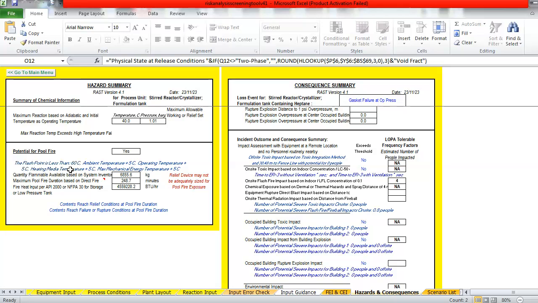Pool fire is basically a cloud of vapor formed because of volatile, flammable liquids, and due to an ignition source it forms a fireball, and that is called a pool fire. So what is the probable temperature and pressure that could cause the pool fire? This condition is given here. This is the consequences summary. What are the consequences because of this pool fire? This is given here.